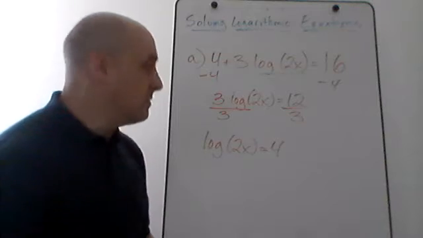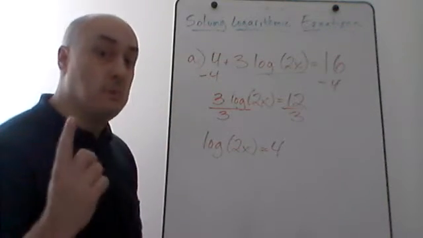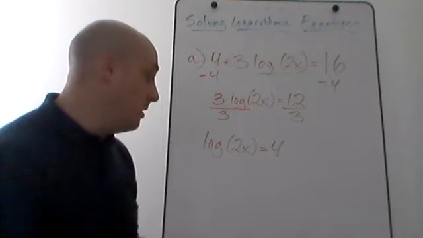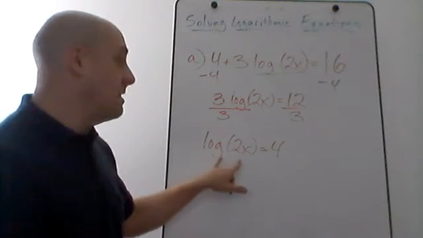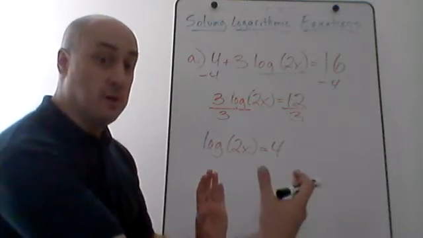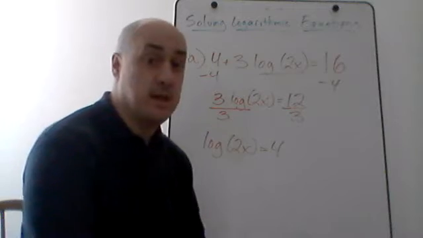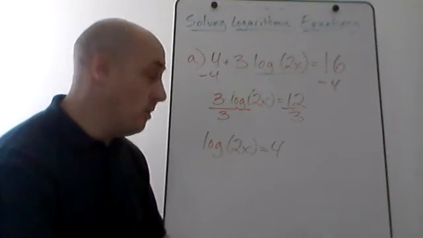Those first couple of steps of doing the algebraic work are actually step number 1 of the process of solving a logarithmic equation. I need to get that log and the parentheses by itself. The log of whatever it is needs to be by itself before I can proceed to the next step of the process, which is switching to exponential form.